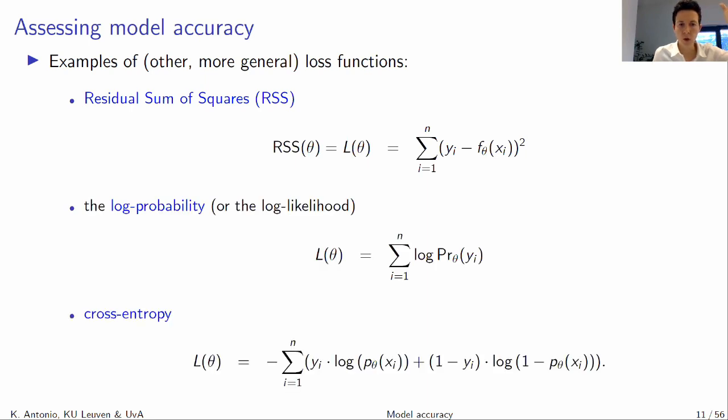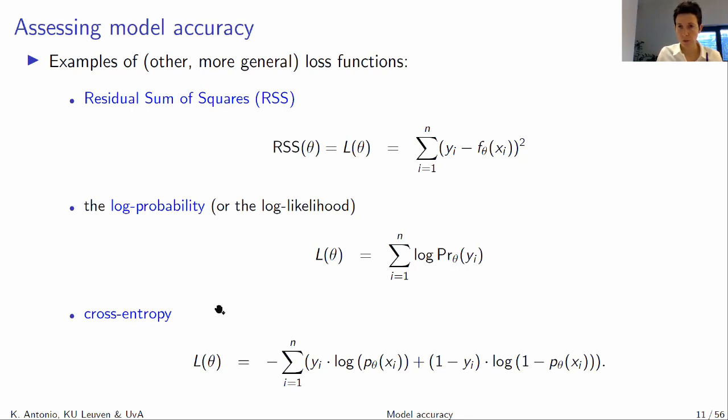Instead of the mean squared error, I could also look at the residual sum of squares. That's super related; the only difference is that I'm not dividing by the number of observations in the data set. I could also look at the log likelihood. Here I take the log of the density that I'm willing to assume, evaluated in my target variable, or the log of the probability function in case I'm working with discrete data.